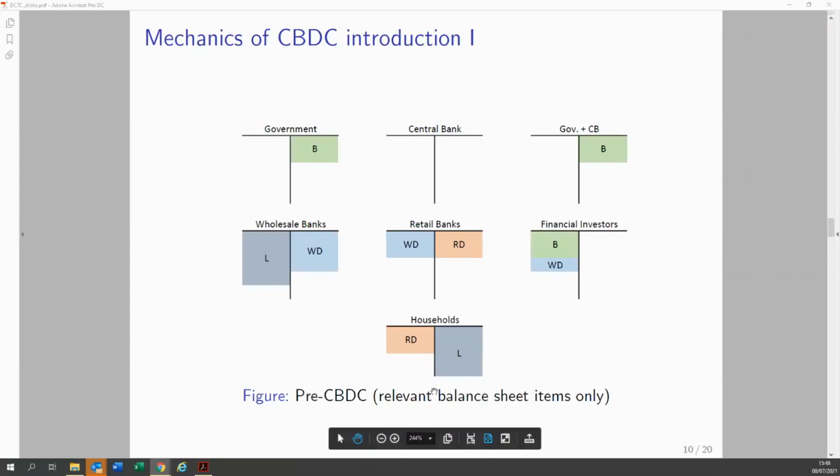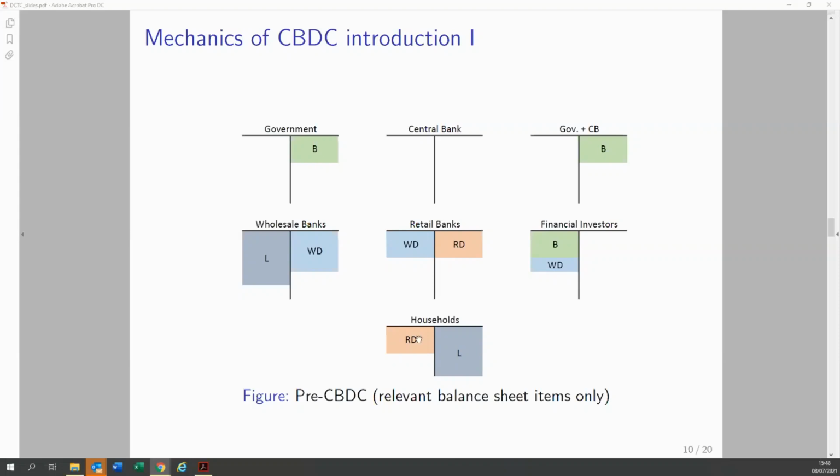Just to make things a bit clearer, I have drawn some balance sheets here to help you understand how the mechanics of CBDC introduction work. This is the economy without CBDC, showing just the relevant balance sheet items. The government issues a certain amount of government debt. That government debt is exclusively held by financial investors. On the other hand, the only liquid asset in the pre-CBDC economy are retail deposits, which are a liability of retail banks that finances wholesale deposits in retail banks. And that liquidity, of course, is held by households as an asset.